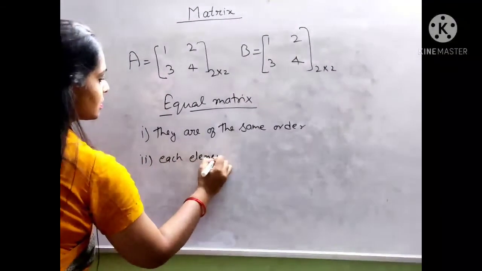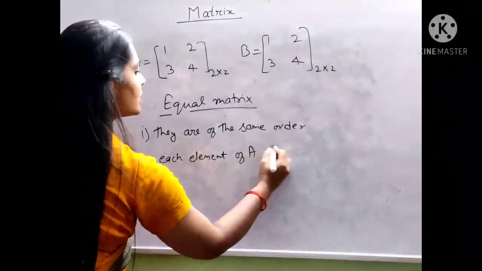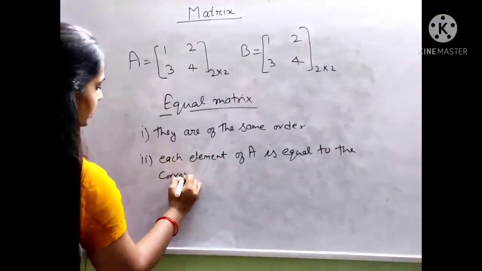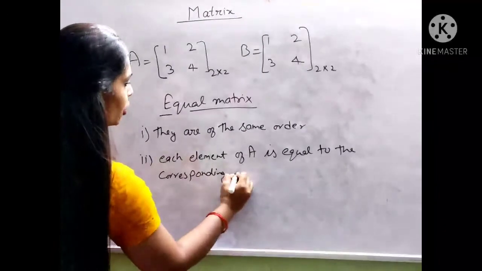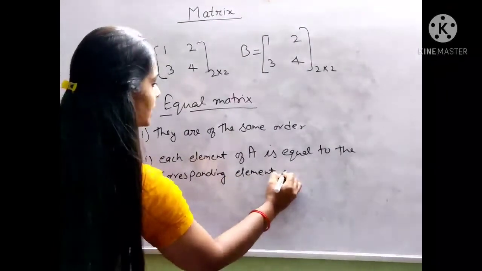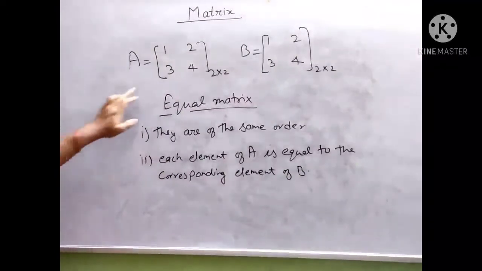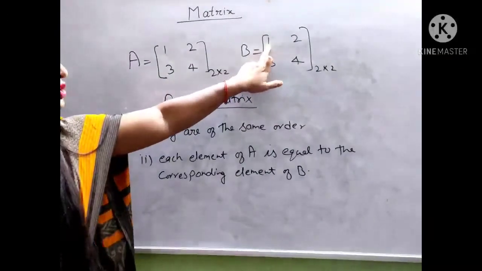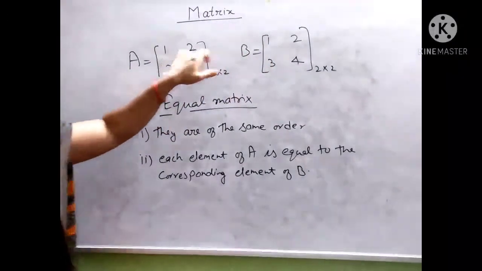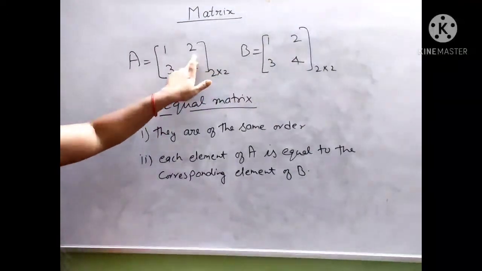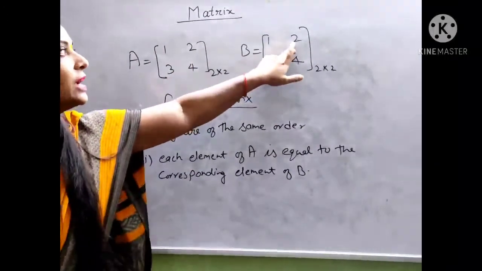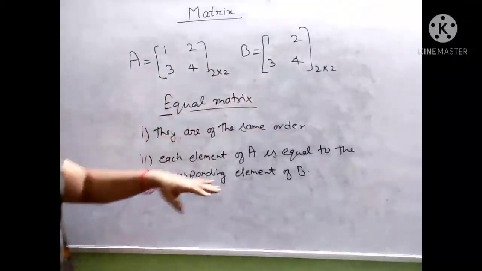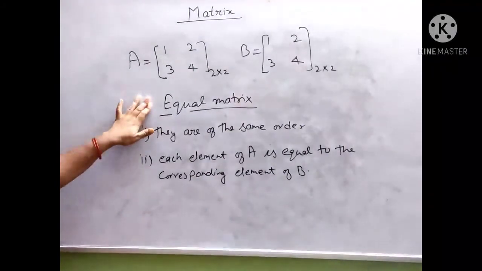The second condition is that each element of A is equal to the corresponding element of B. So here at the first position we can see 1 is there and the same position has the same number. Here it is 1 and here also it is 1, and here it is 2. In the B matrix here is again 2. So all the places have the same elements and have the same order. So this type of matrix is called equal matrices.